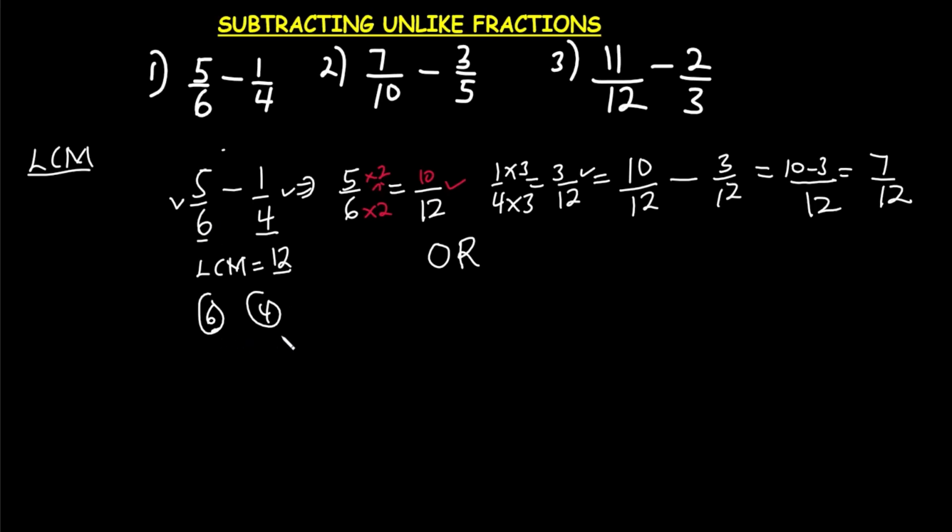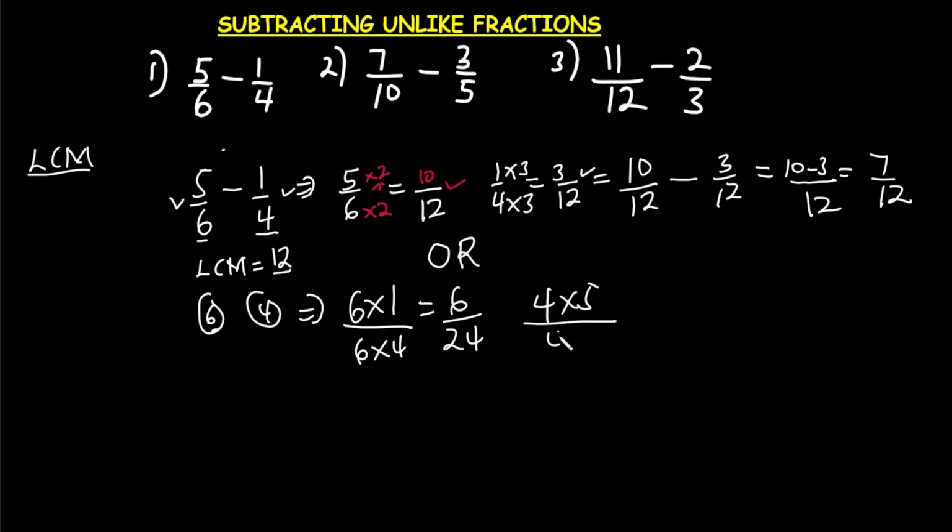So I'm going to use the 6 to multiply the second fraction, which is 1 over 4, and then I'll have 6 times 1 and then 6 times 4. 6 times 1 will give me 6, and then 6 times 4 is 24. And also I'll take the second denominator to multiply the first fraction, and it will be 4 times 5 over 4 times 6, and 4 times 5 is 20. 4 times 6 is also 24.